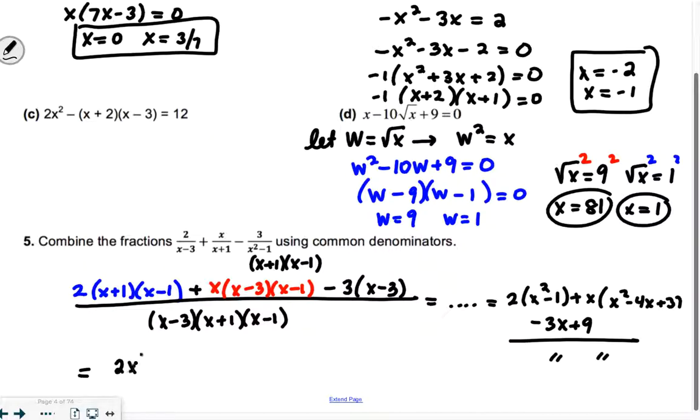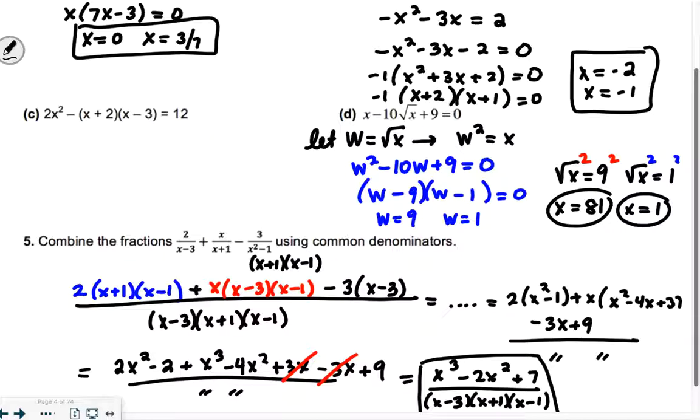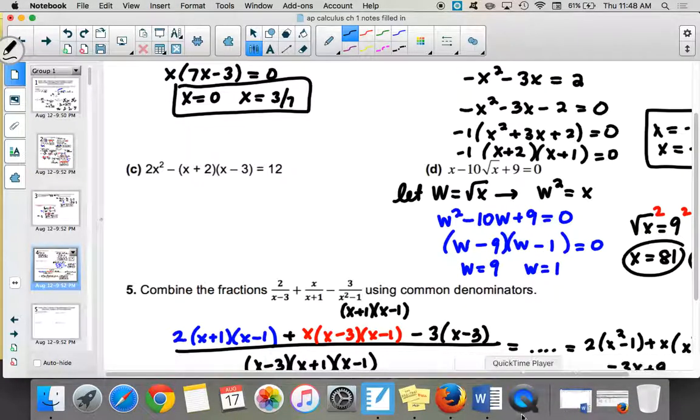So we have 2x squared minus 2 plus x cubed minus 4x squared plus 3x minus 3x plus 9, all over quote marks. So the 3x's cancel. We get x cubed minus 2x squared plus 7, all over x minus 3, x plus 1, x minus 1. And that is our answer. Lovely, huh? I didn't mean for it to be that messy, but, you know, whatever. All right, let's stop.